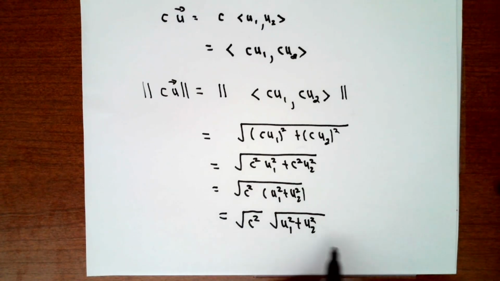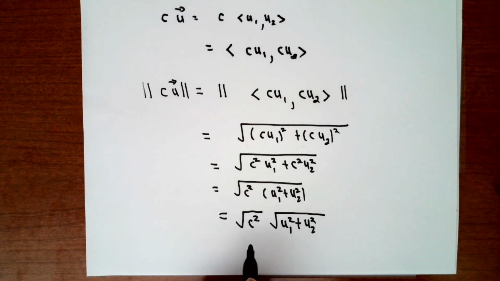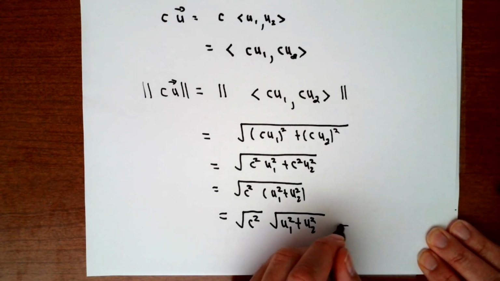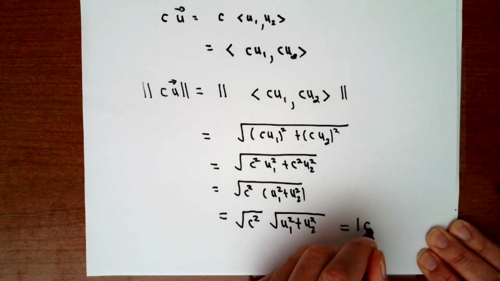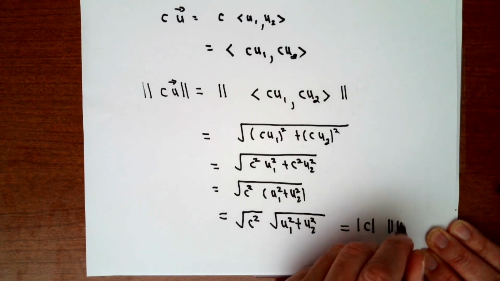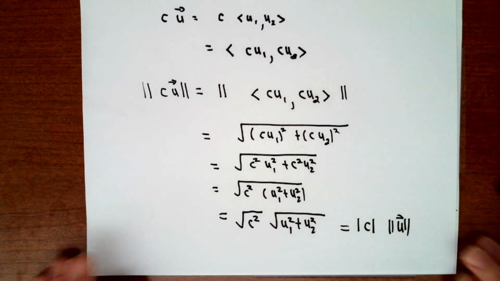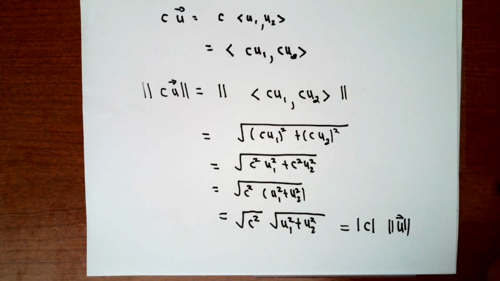This second quantity is the length of vector u. So this is going to be something times the length of vector u. If c is positive, radical c squared is just c. If c is negative, though, it flips sign. So if you want to be picky about it, which we do, we will write this as absolute value of c times length of vector u.